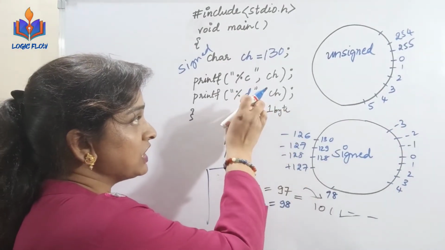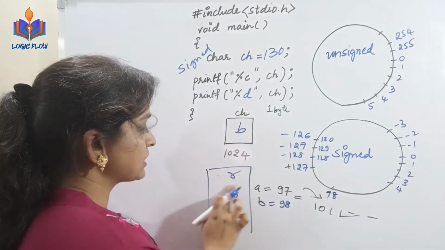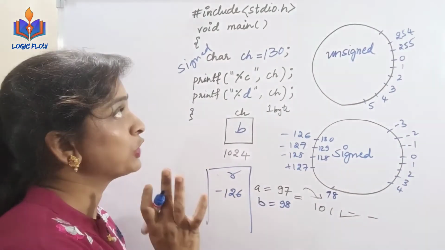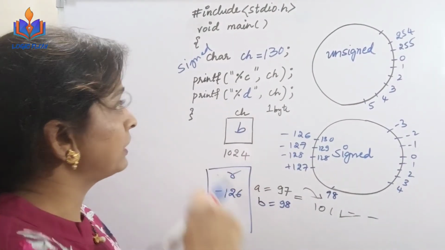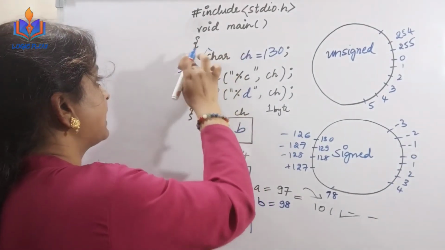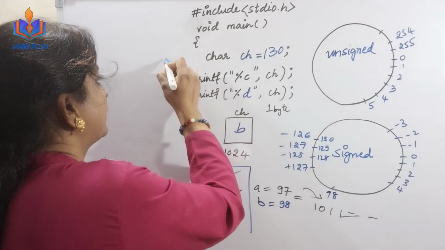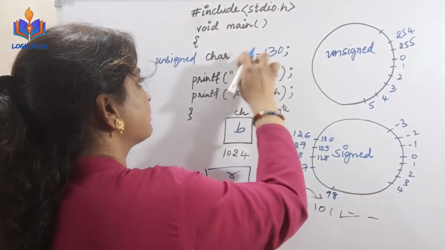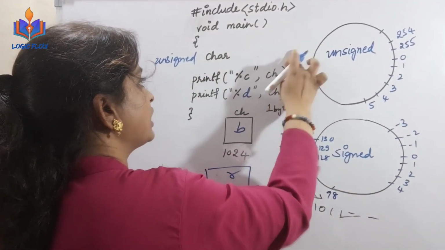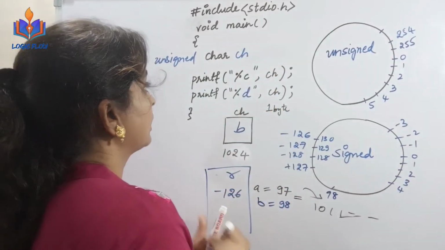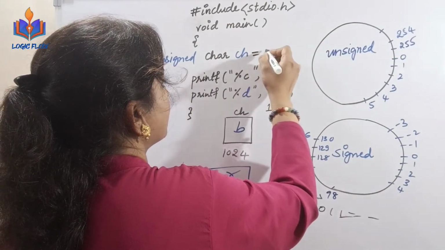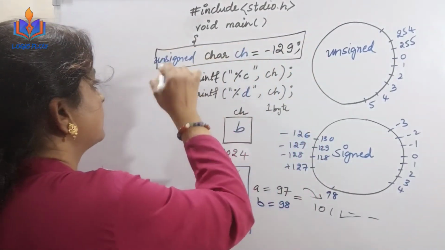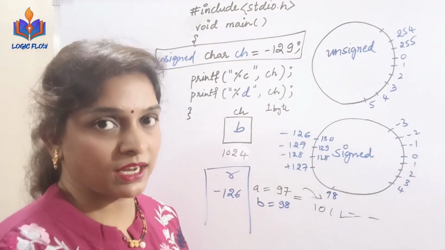And when I say %d, what will be my value? It will be minus 126. So this is how it is going to print. Here let me give you an assignment. When I change this to unsigned character, and this value I'll change to ch equal to minus 129, what will be the output for this? Please write it down in the comment box and tell.